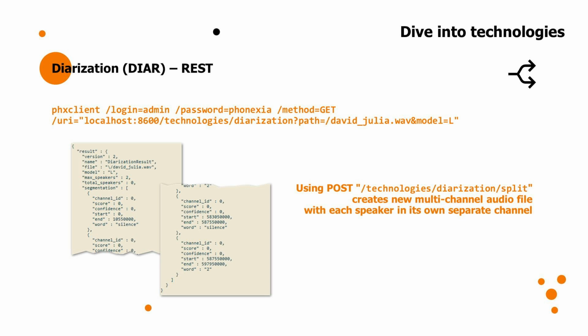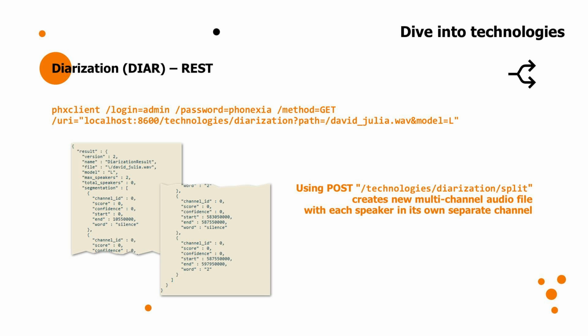This is how you invoke diarization in REST API. The example here uses the PHX client tool supplied with Speech Engine, but the described principle is generic. Also, the example assumes that the file to be processed was already uploaded to Speech Engine and is present in its storage. Use HTTP GET method to send a request to Technology's diarization endpoint with a path parameter pointing to a file to be processed and model parameter containing a name of the technology model to be used.